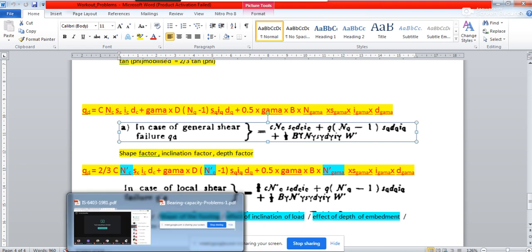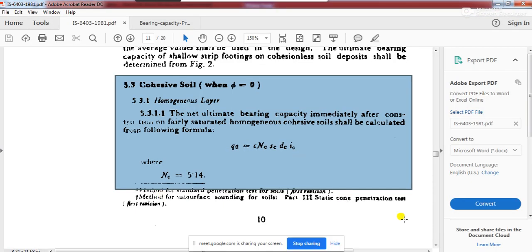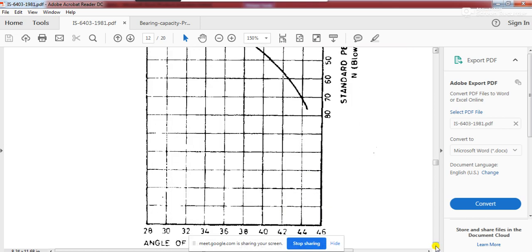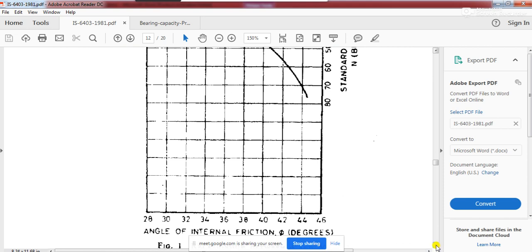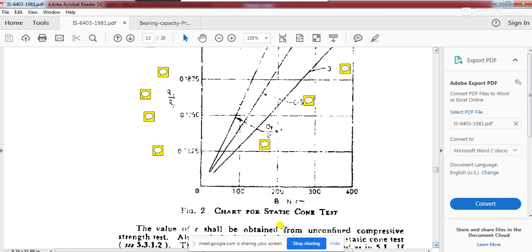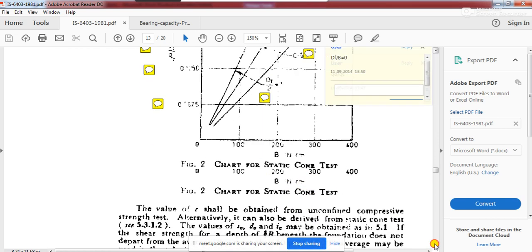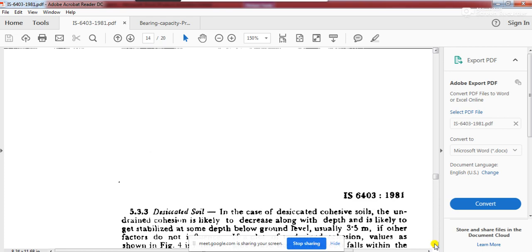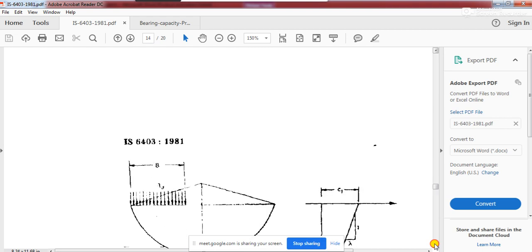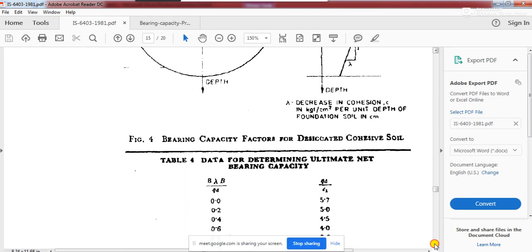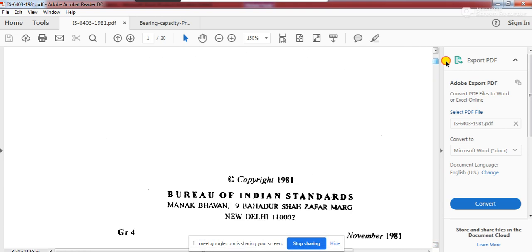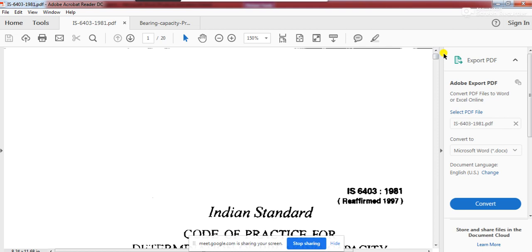Okay. So I think with this part, let us finish our Indian Standard Code discussion, because you see, this is your standard penetration test, and then it has explained this chart for the static cone test, which we will discuss later. And after that there are not many details to be discussed. You don't have it in your syllabus, and if you understand this much from the code, then your understanding should be enough for this semester.